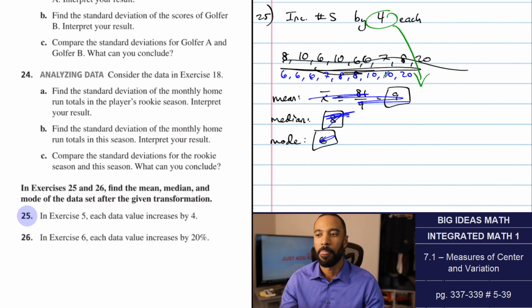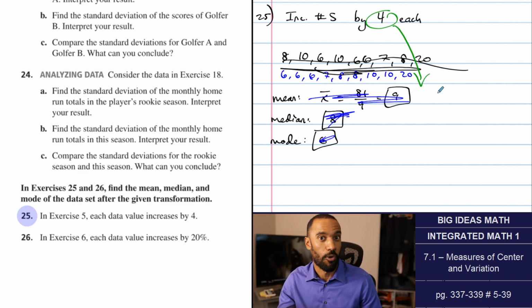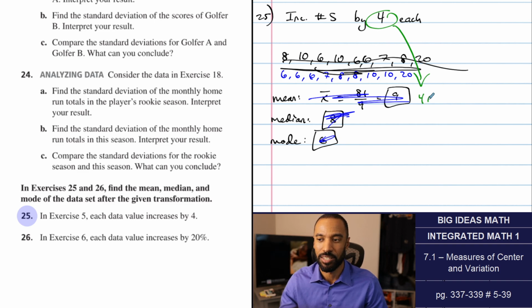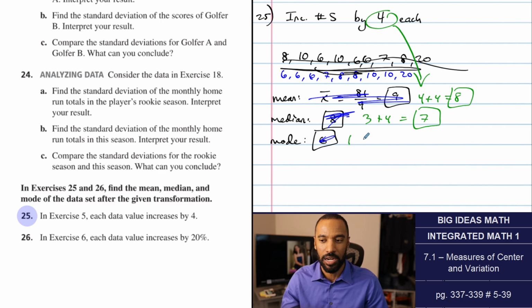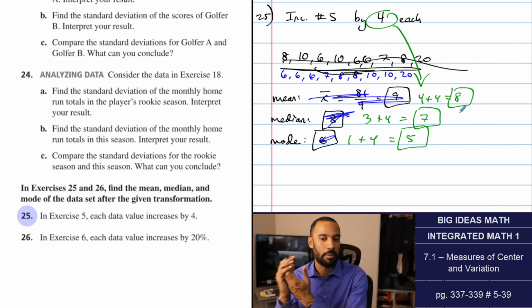The mean here, you take what it was before. It was 4 before. 4 plus 4 is 8. The median before was 3. Well, 3 plus 4 is 7. The mode before was 1. Well, 1 plus 4 is 5. You add 4 to each of these values, they become that much bigger.